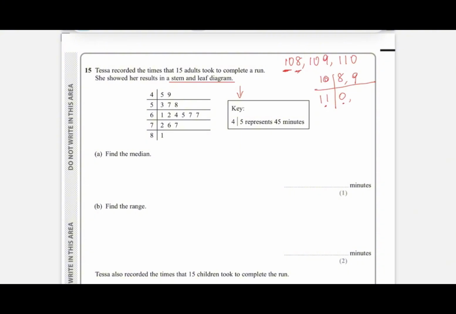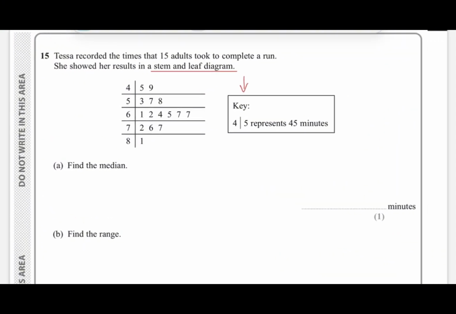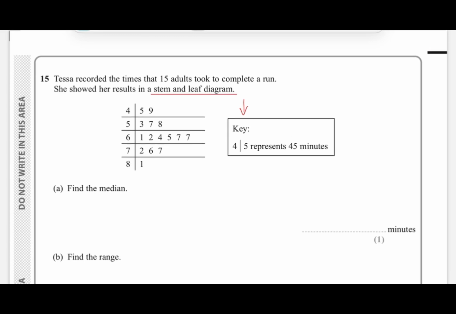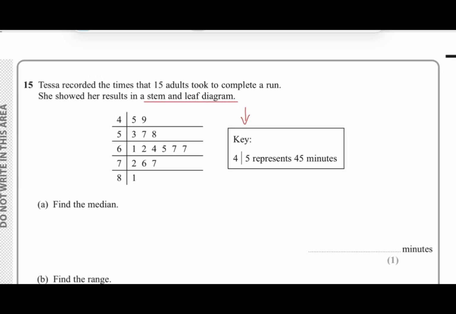So just going back to our question, we've got the numbers 45, 49. I'm just going to write all of these numbers out just to explain the fact that they've already put it into a stem and leaf diagram for you. You could have a question that tells you to fill in the stem and leaf diagram, for example, but here they've already done it for you. They just want you to find the median and the range in part A and part B. So I'm just going to write it all out so it makes sense.